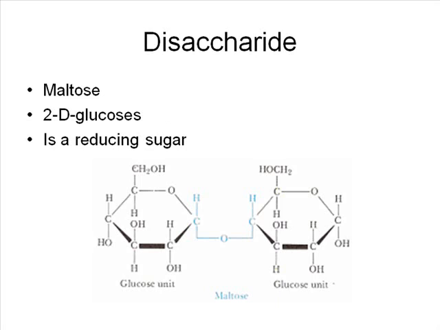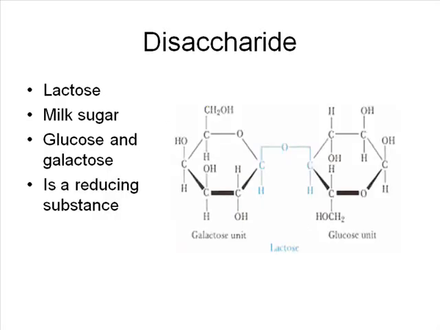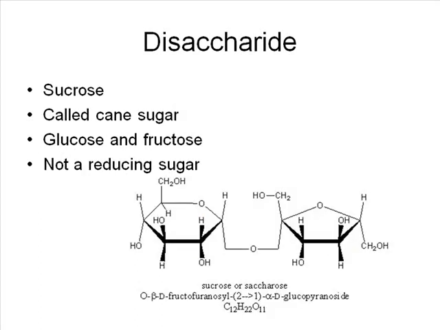Maltose is a reducing sugar. It has 2 beta-D glucoses. Lactose is a reducing sugar. It has glucose and galactose. Sucrose is not a reducing sugar. All right, it doesn't have any free aldehydes or ketose groups, so if you took table sugar, it would not react with Kinetics because it's not a reducing sugar.